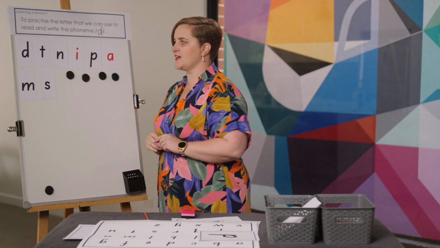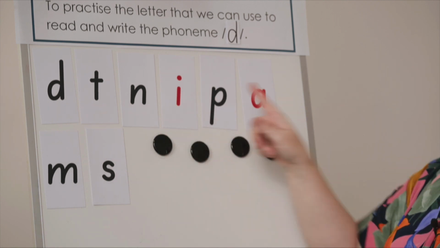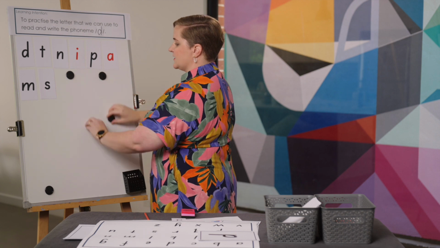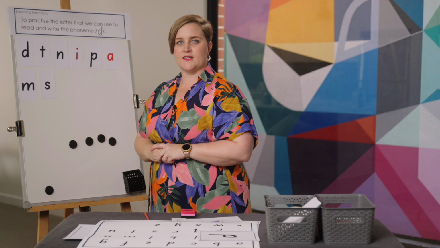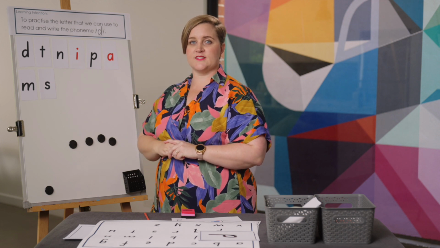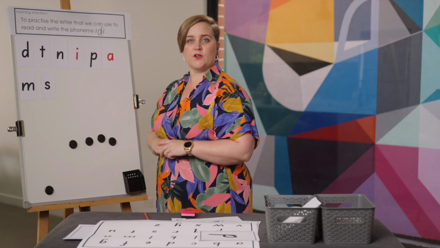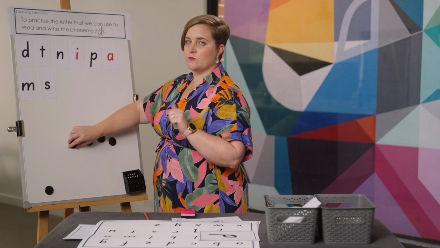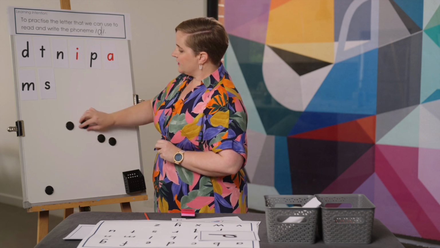Let's count just how many we know. 1, 2, 3, 4, 5, 6, 7, 8. We know 8 letters and we know the phonemes that these graphemes represent. Are you ready to build some words together? The first word is and. What word? And. I'm going to use my magnets and I want you to tap it out as I slide my magnets up. And.